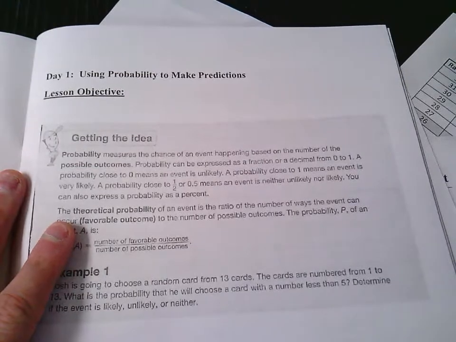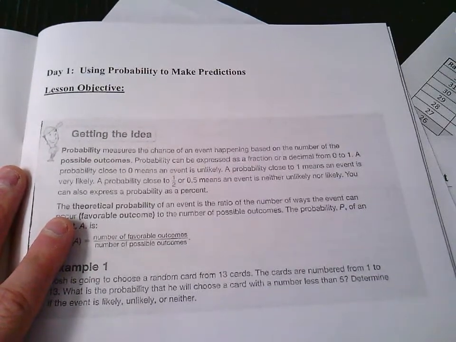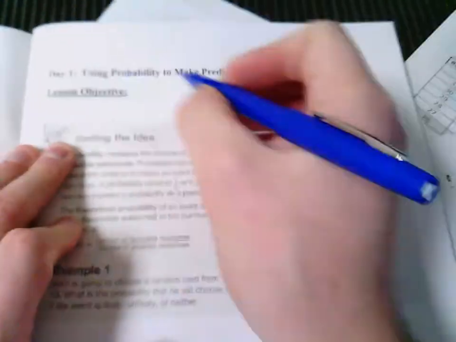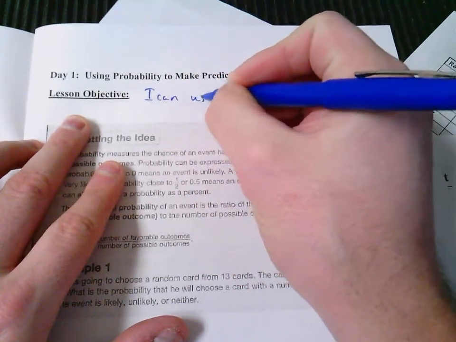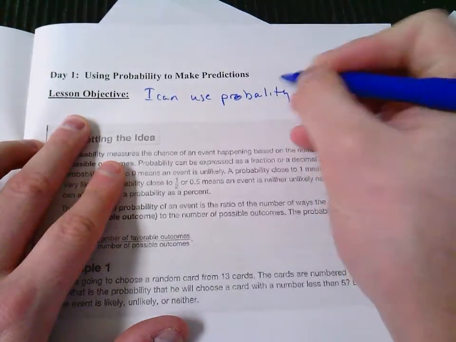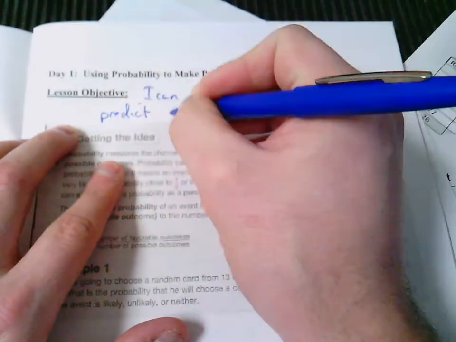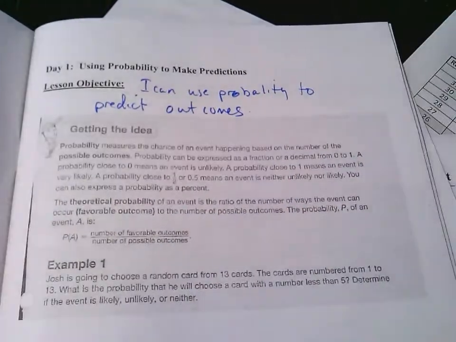And that's really what probability is used for. If you think about everything that probability is used for, from the weather outside to going to a casino or lottery tickets or anything like that. Today's lesson objective: I can use probability to predict outcomes.